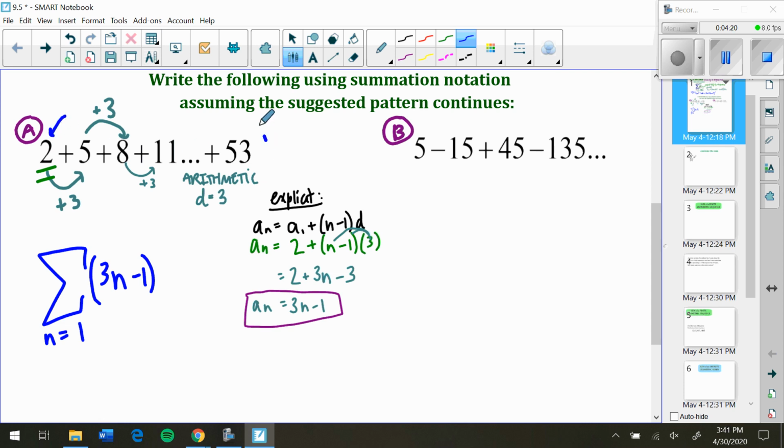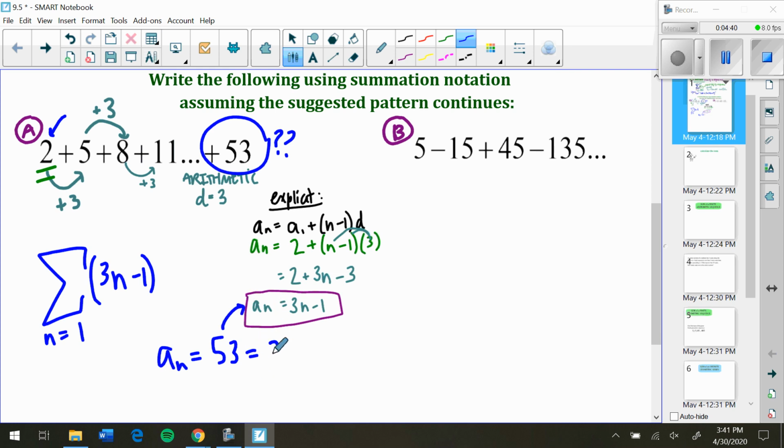And this is the term we are ending at, but it's not necessarily the 53rd term. We need to figure out what term number this is, right? So we have some term, let's say a sub n, is equal to 53, the nth term. Well, what term is that? We can use our explicit definition to help figure it out.